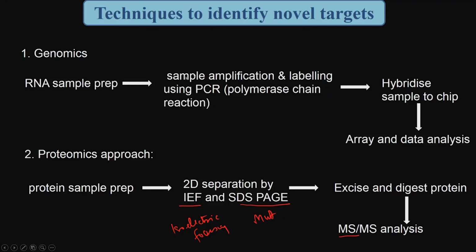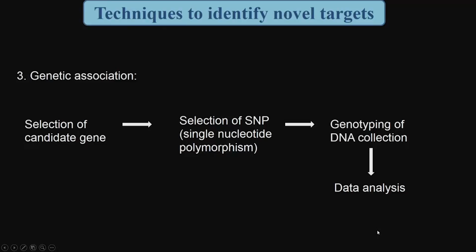Okay, in the genomics approach, you look at the gene, then go through a PCR, make an array, and then data analysis. Here you isolate one protein from a protein mixture and then try to get the protein sequence, the amino acid sequence and the molecular weight using mass spectrometer analysis. Okay. Then the genetic approach, look at the candidate gene, then look at a single nucleotide polymorphism, and then look at the genotyping of the DNA, and then you analyze the data. So there are different ways of identifying your target.